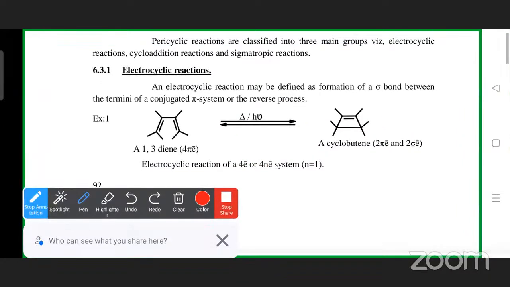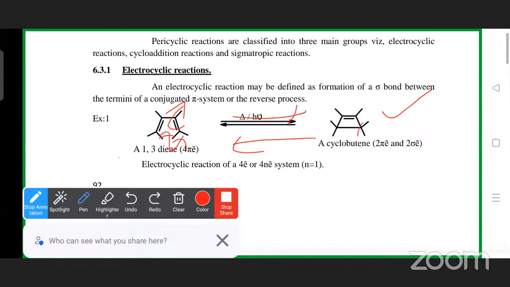So in this 1,3 diene, the migration of the pi bond electrons takes place. This pi bond shifts in between these two carbons and closes the ring, and we get cyclobutene. One pi bond is consumed in this reaction, giving the product cyclobutene. This is electrocyclization; electrocyclization means electrons are moving. This is your forward reaction, and the backward reaction is the ring opening.